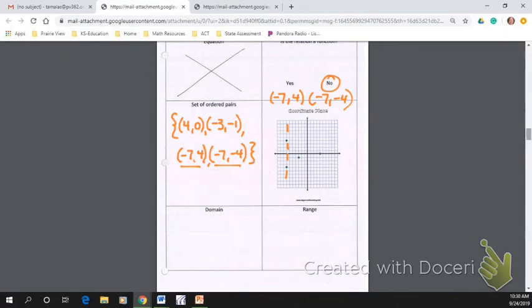Okay, so domain, what's my domain? 4, negative 3, negative 7. And my range? 0, negative 1, 4. So domain is x values, yeah? Yes. Domain is x values, range is your y values. Okay? Everybody good with that?